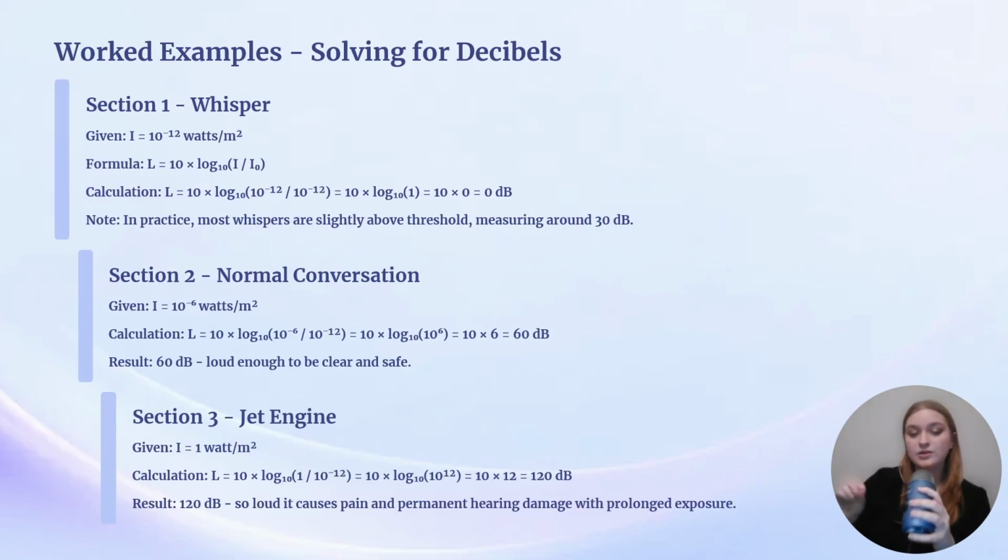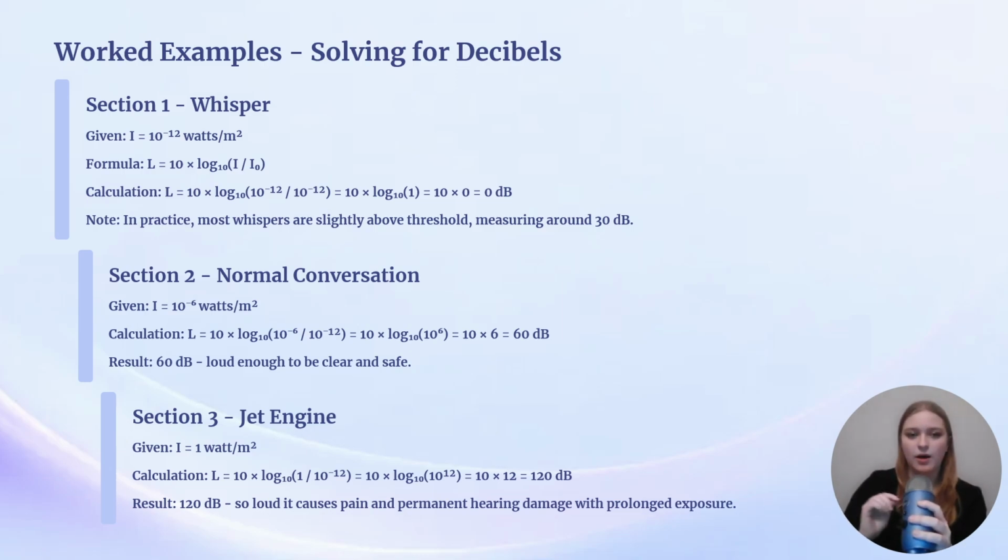So we're going to go over some examples. We'll go back and forth, but let's start with the whisper. The intensity of a whisper is about 10 to the negative 12 watts per square meter. Again, the threshold for human hearing. So if we plug that into the formula that we went over before, we get 0 decibels.